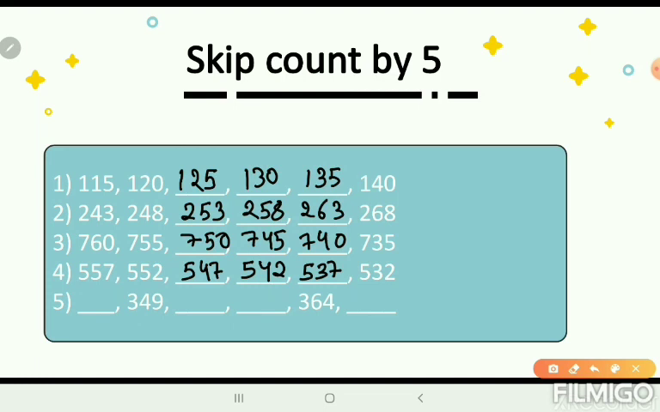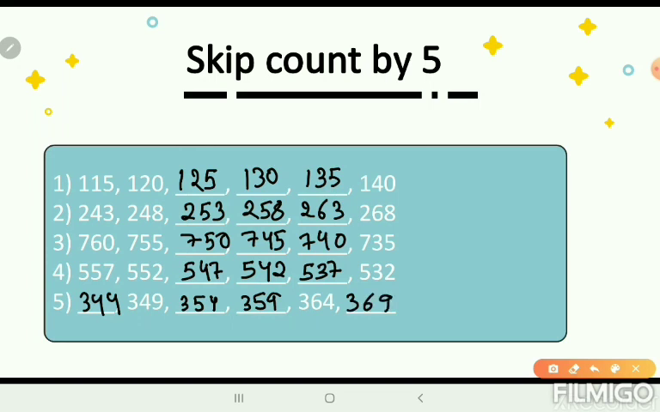So let's see what will come before 349 if you count 5 backward. 349, 48, 47, 46, 45, 44. So here it will come 344. Okay, then after 349, plus 5 will be 354, plus 5 will be 359, then plus 5 is 364, then plus 5 is 369.